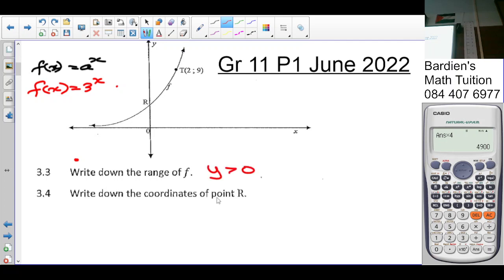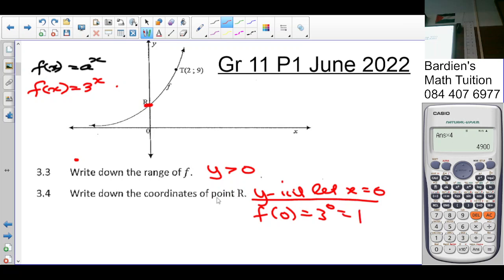Write down the coordinates of R. What is R, people? R is your y-intercept. What do you do for the y-intercept? Let x equal 0. So f of 0 is equal to 3 to the 0, which is 1. So the coordinates of R are (0; 1).